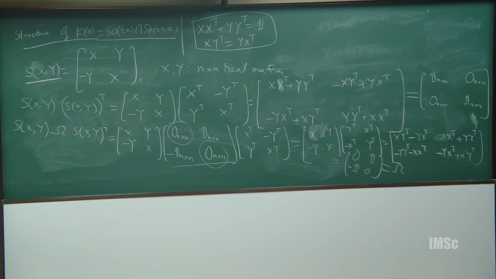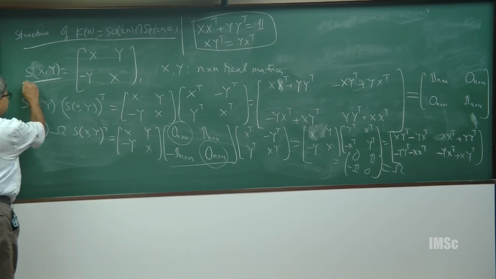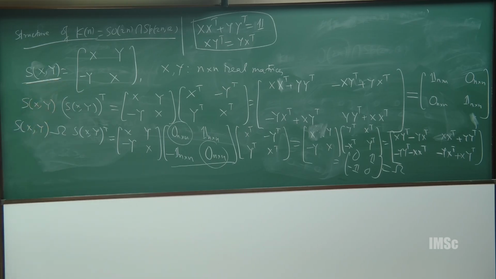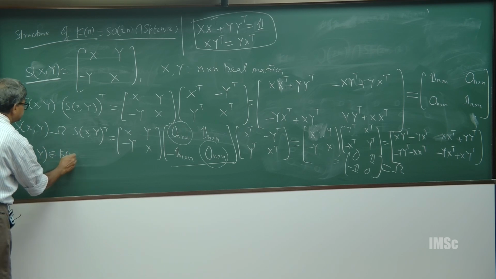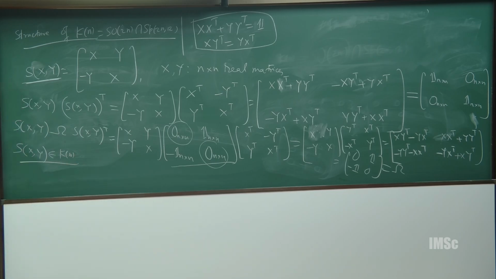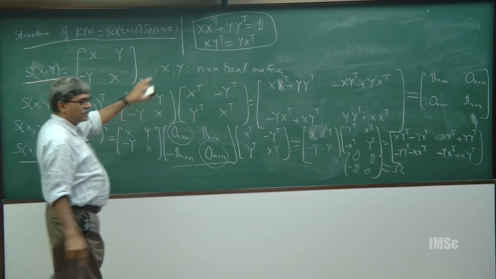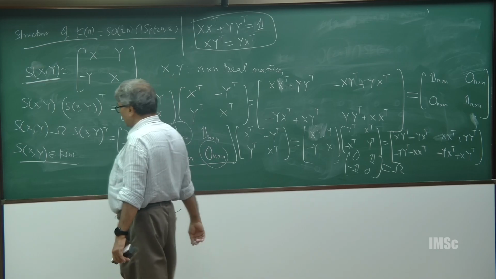And so there is a proper subset. Any element of SO(2n) will not be an element of Sp(2n, R); this is a special kind of element. Any element of this form will give you that. So, therefore, this S(x, y) is an element of K_n, provided it satisfies this condition, of course, that has to be the case, right.